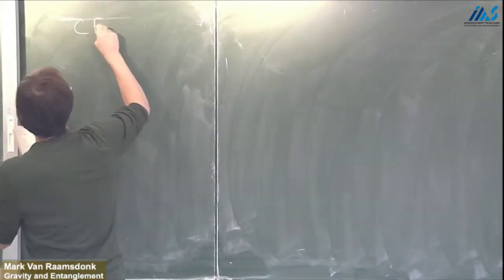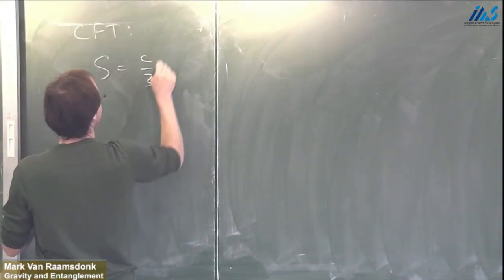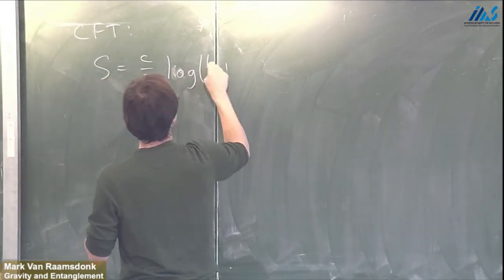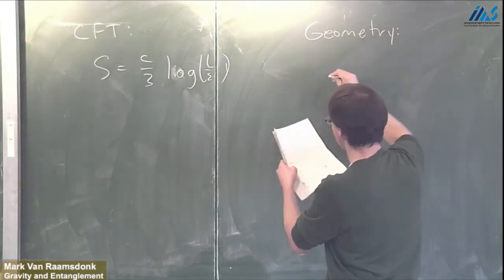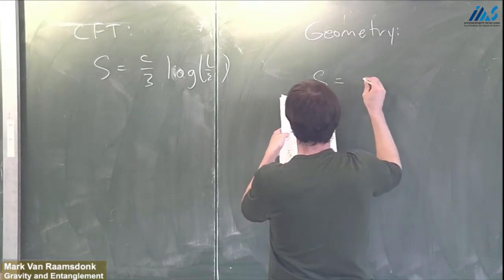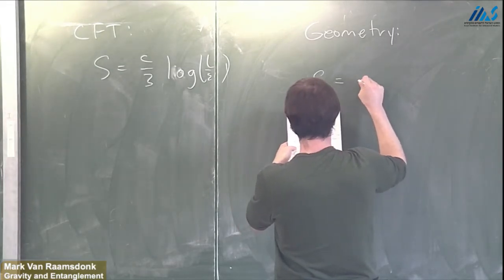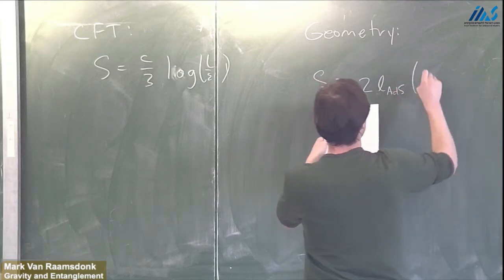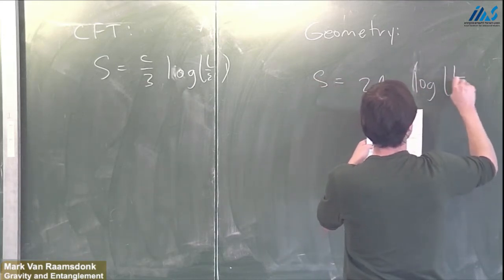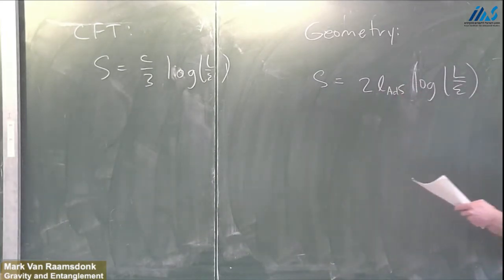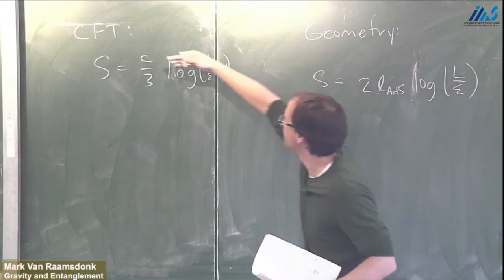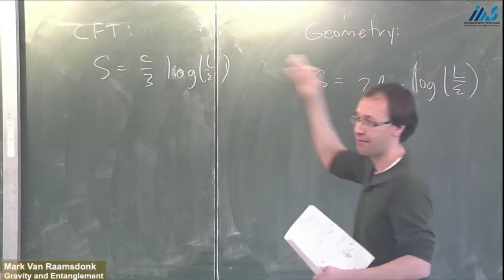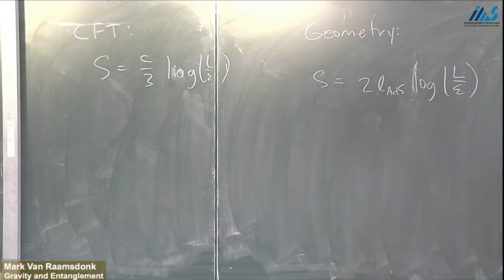So for the CFT, we had S equals c over 3 log L over epsilon. And for the geometry side, the answer turns out to be S equals 2 L_AdS times log L over epsilon. So apart from these overall coefficients, you have this nice equivalence.